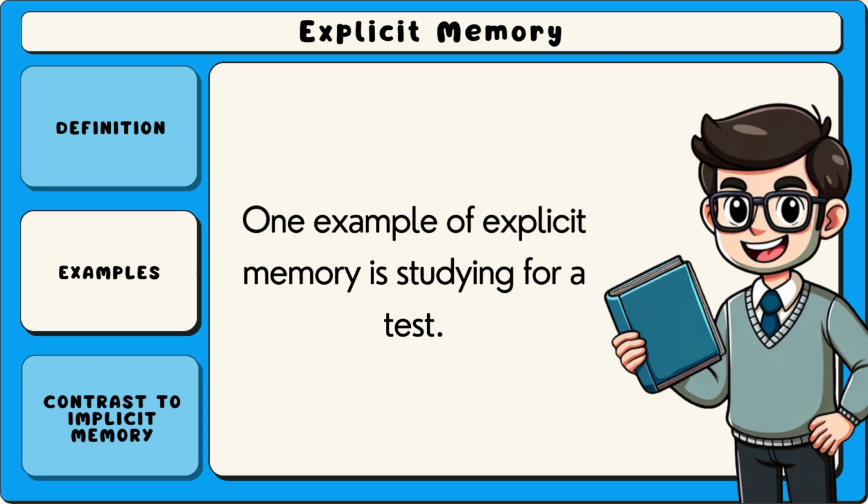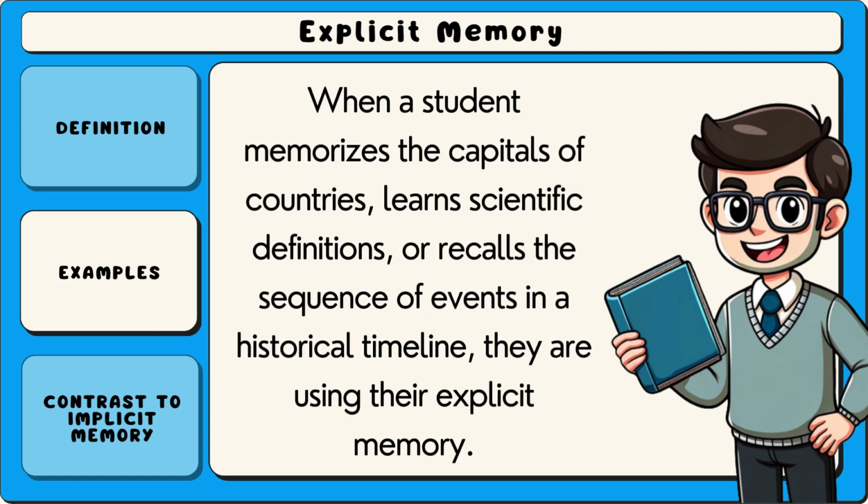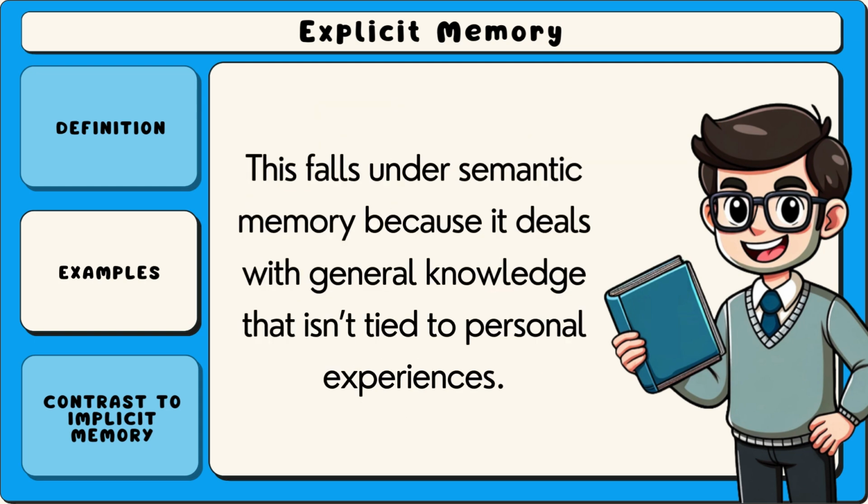One example of explicit memory is studying for a test. When a student memorizes the capitals of countries, learns scientific definitions, or recalls the sequence of events in a historical timeline, they are using their explicit memory. This falls under semantic memory because it deals with general knowledge that isn't tied to personal experiences.